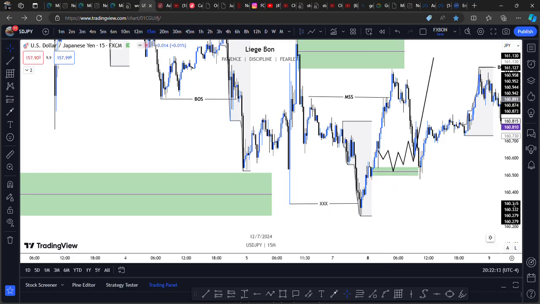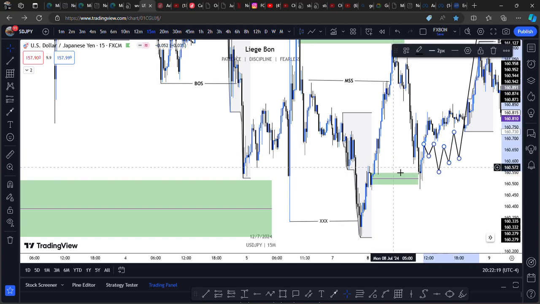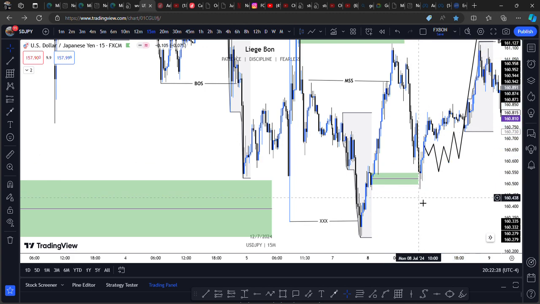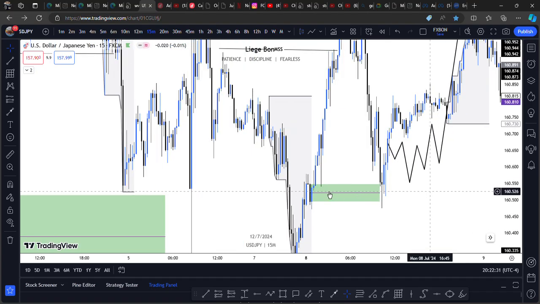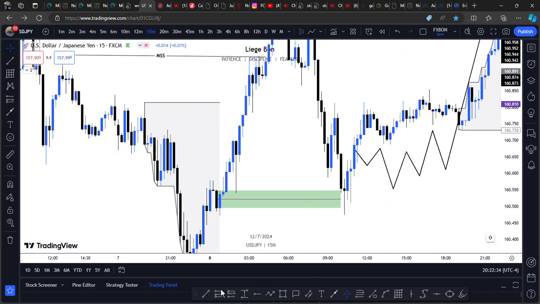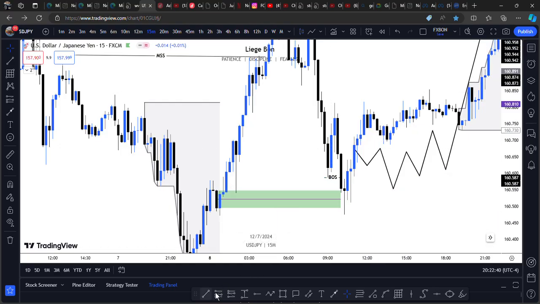So on my screen, I had this demand waiting, but I wasn't planning to buy from this demand. I wanted the price to come to this demand and confirm. Okay, I did not want to go aggressive. I wanted to confirm, and when price came onto this demand, it gave us the last break of structure to the downside.